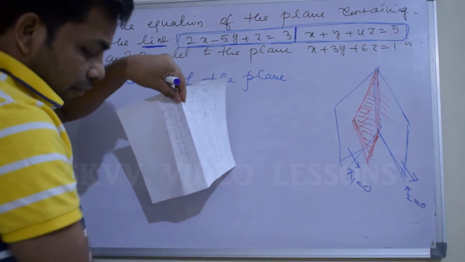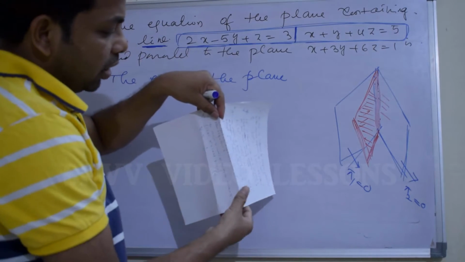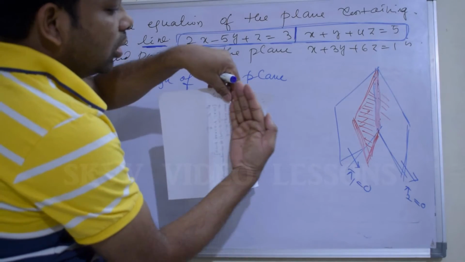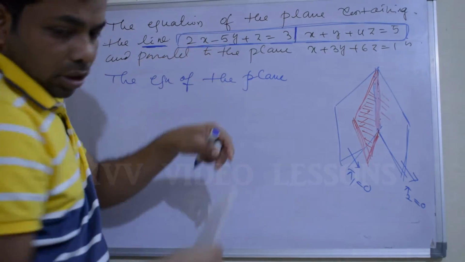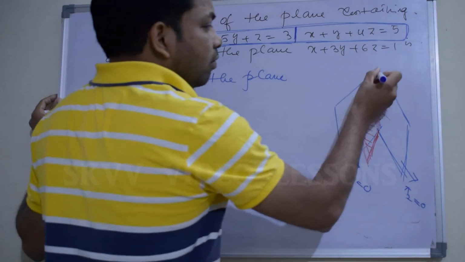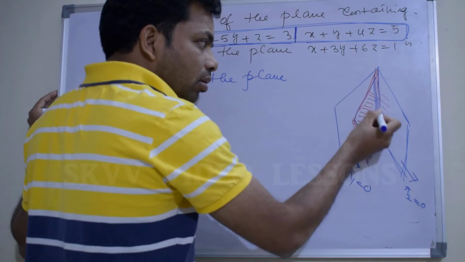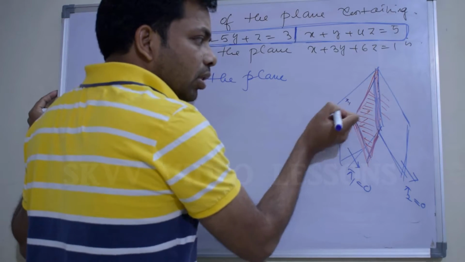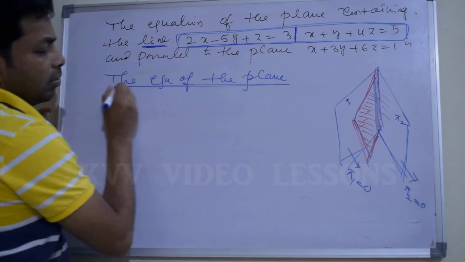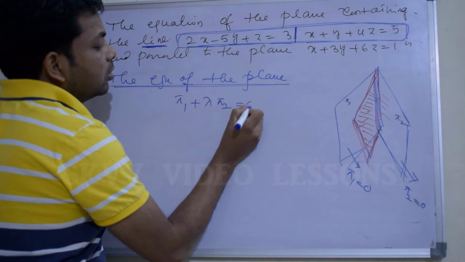For example, one more plane is going through this line like this. So, that plane equation we have to find out. How to find that plane equation? Whenever you have a common line, and one more plane is going through that common line, which is the intersection of pi 1 and pi 2, the equation of the new plane is what? Pi 1 plus lambda pi 2 is equal to 0.